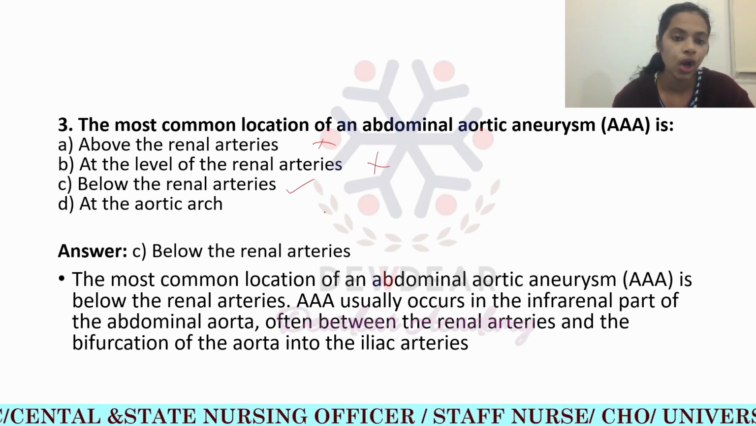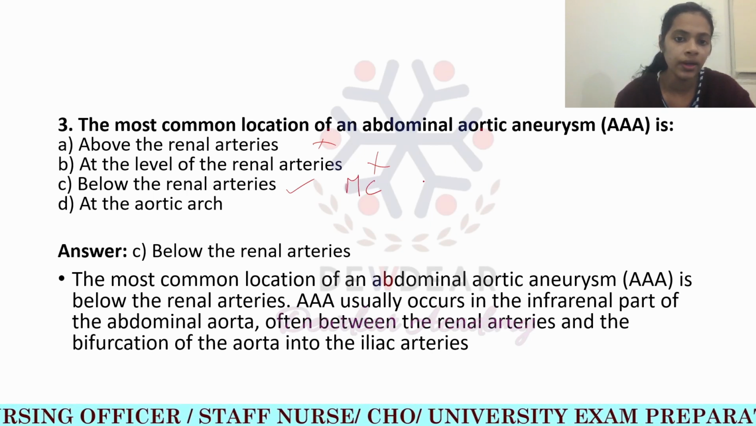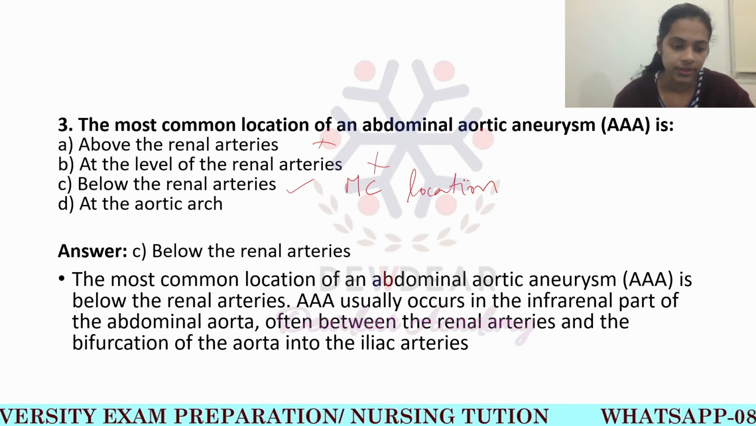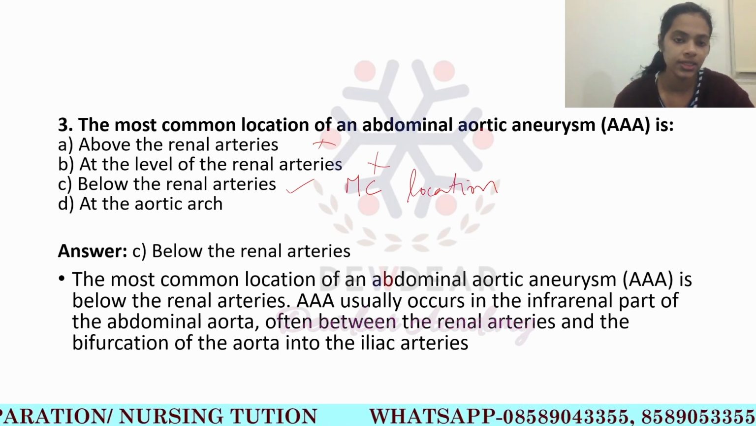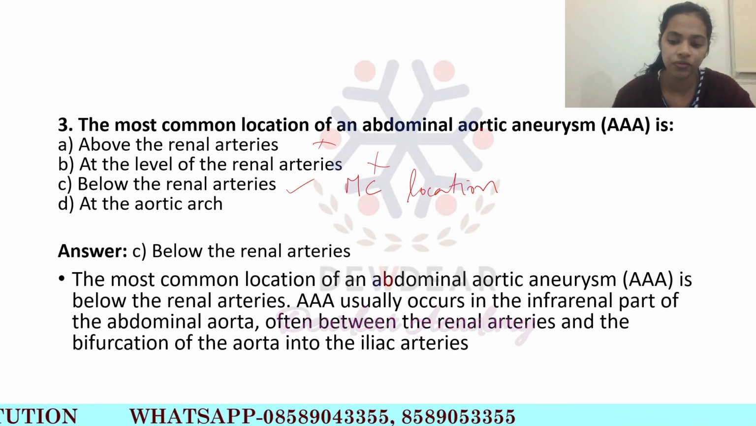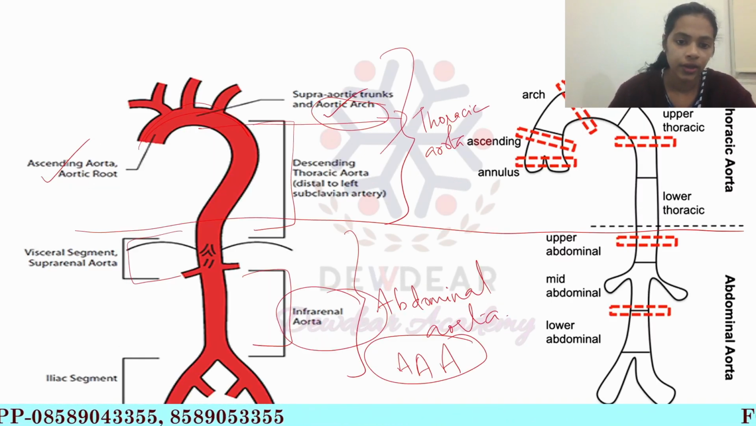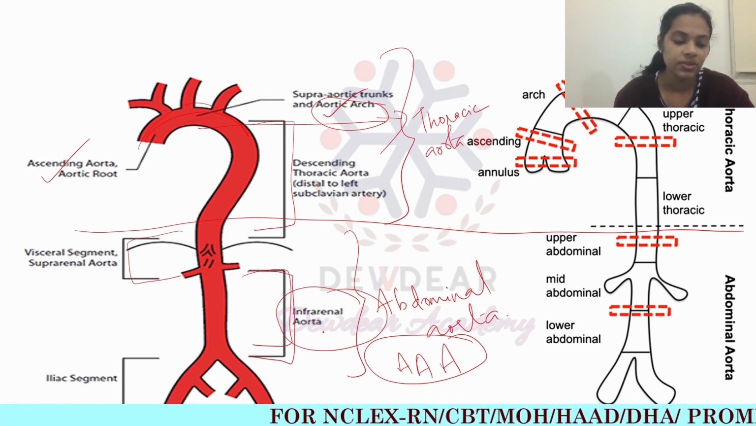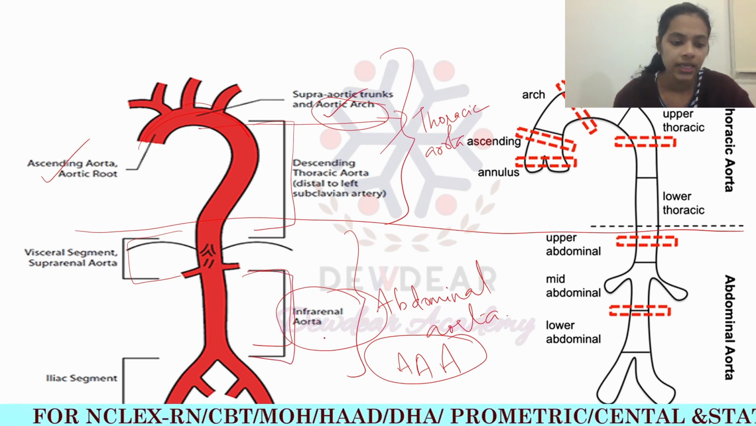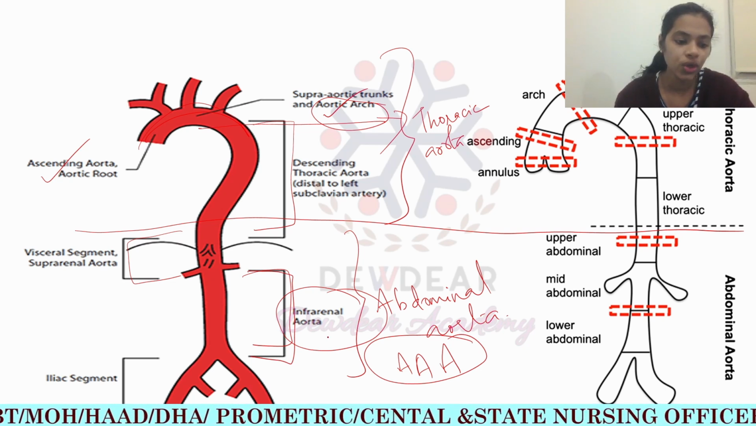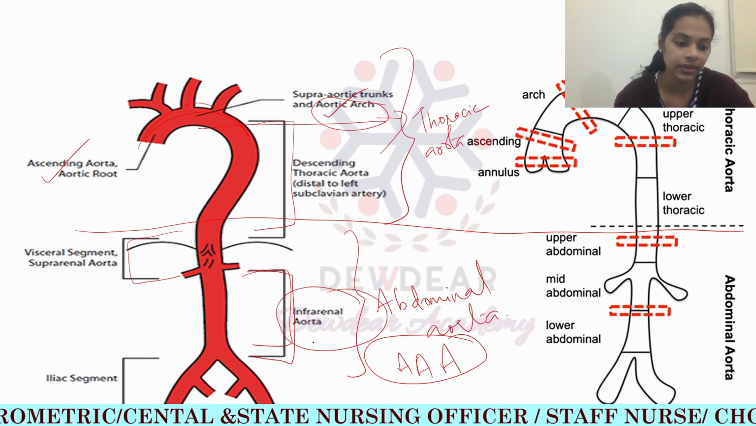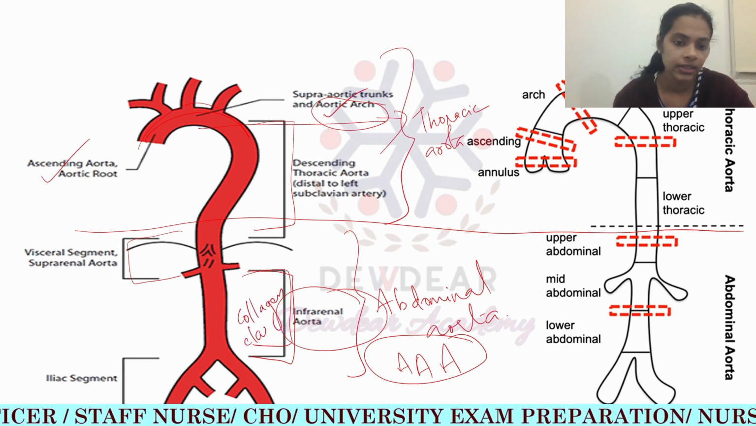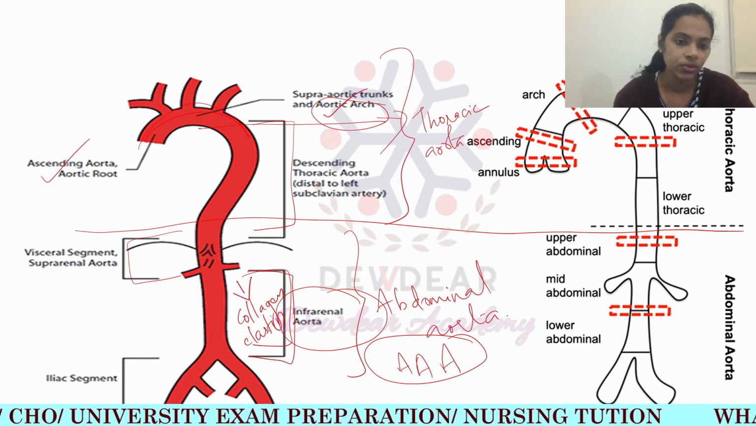Then option C, that is below the renal arteries. This is the most common location. The infrarenal aorta, the section below the renal arteries, is the area where abdominal aortic aneurysms are most common. This area is particularly susceptible due to the reduced collagen and elastin content. The collagen and elastin content is reduced in this region.